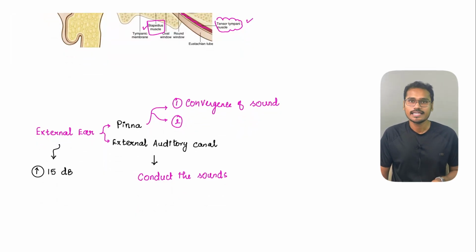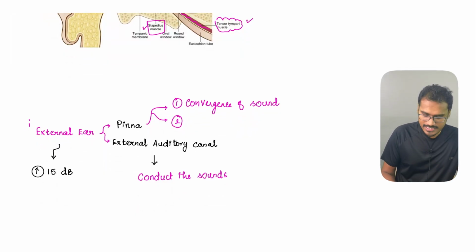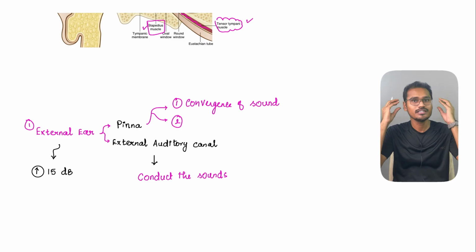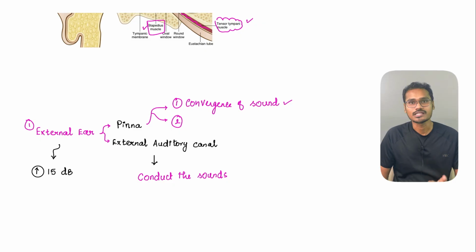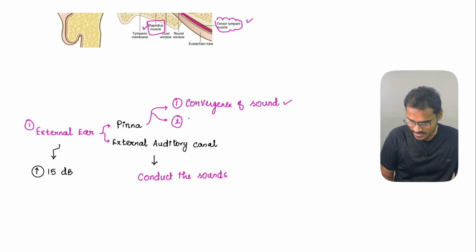First, coming to the external ear. When you see the external ear, all of us have something called the pinna. This pinna helps for two things. One is the convergence of sound. The second thing is very important, especially in lower animals: you must have seen they can deviate their pinna. That is for sound localization. So it can do one beautiful function, that is localization of sound.